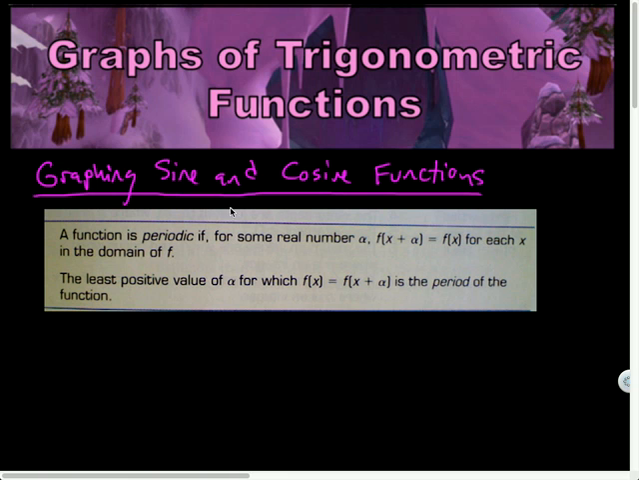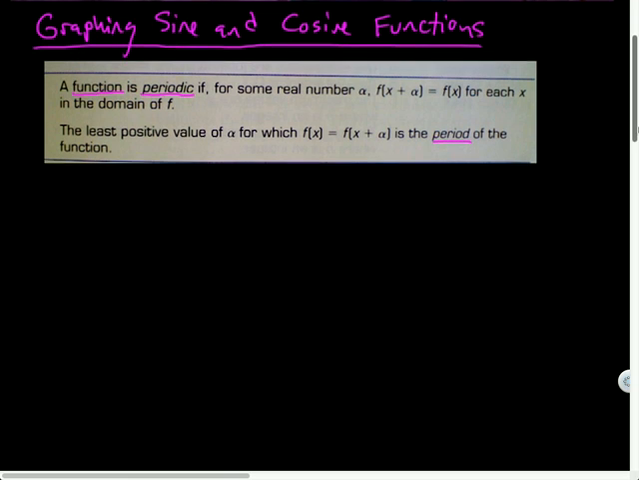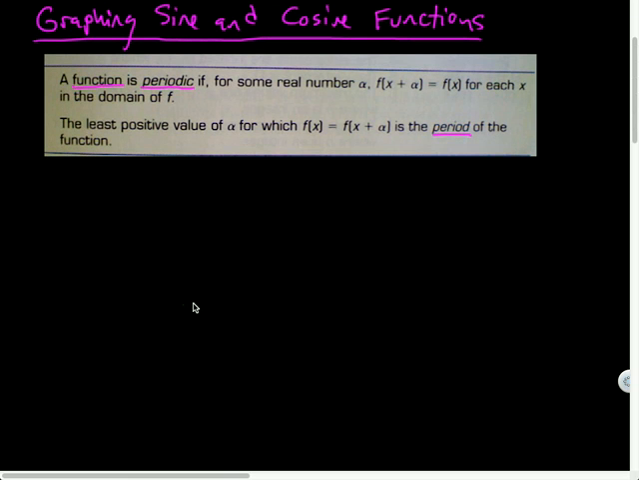But first, before we even get there, I've got written down here, which you don't have to write down, what a periodic function is and what a period is. So a function is periodic for some real number alpha if f of x plus alpha is equal to f of x for each x in the domain of f. So let me explain what that would look like.